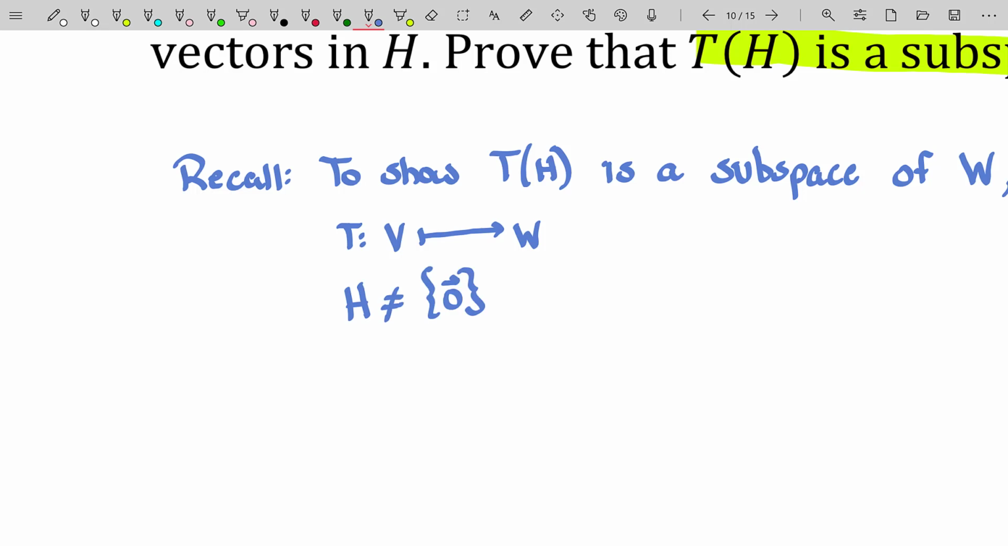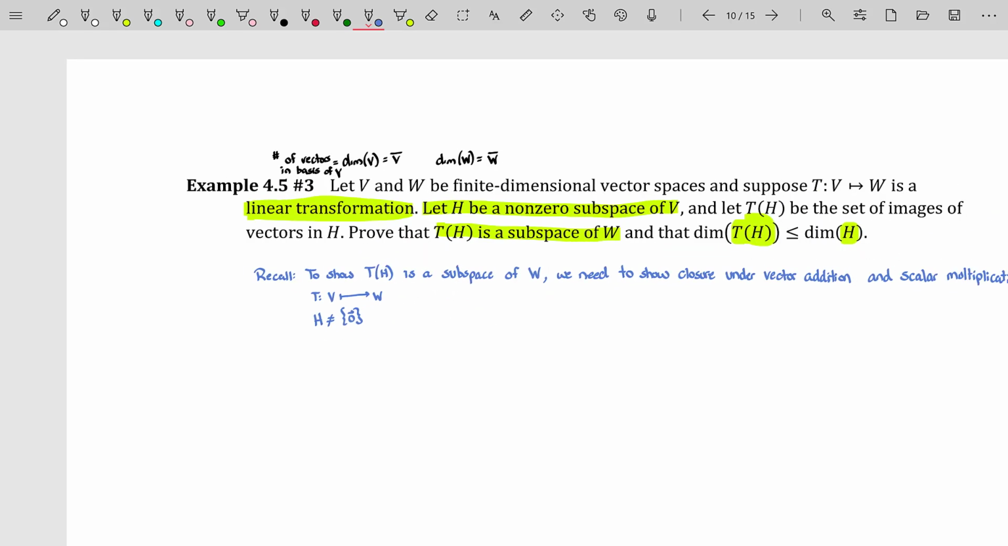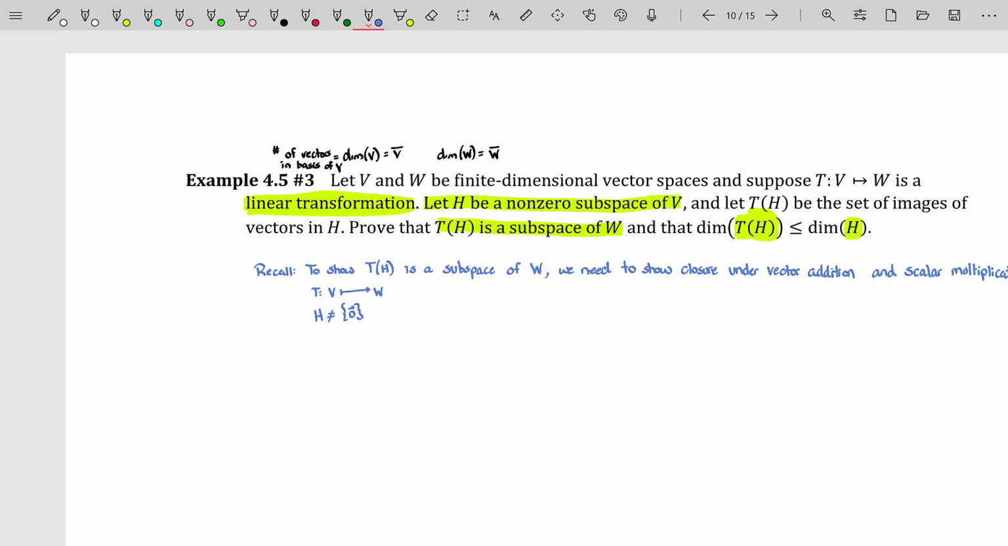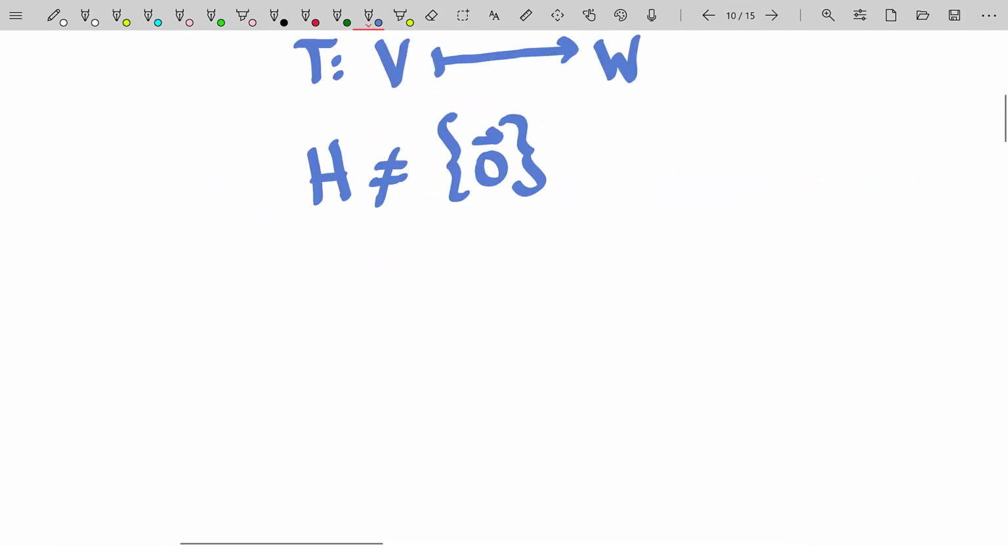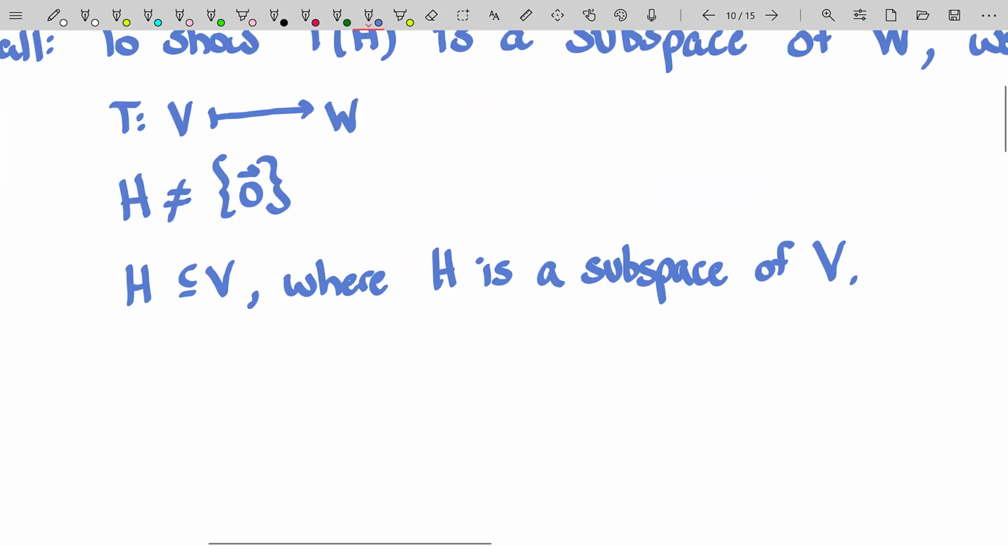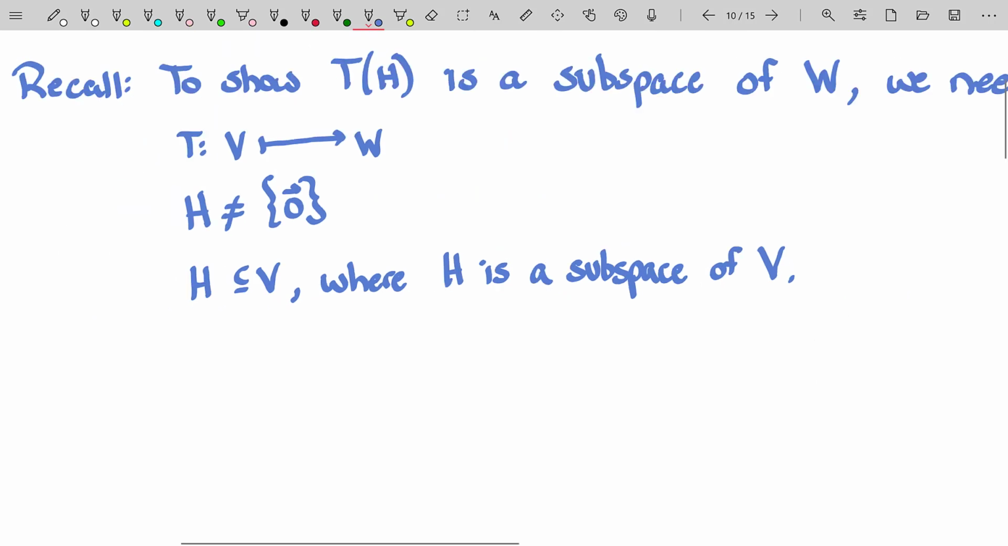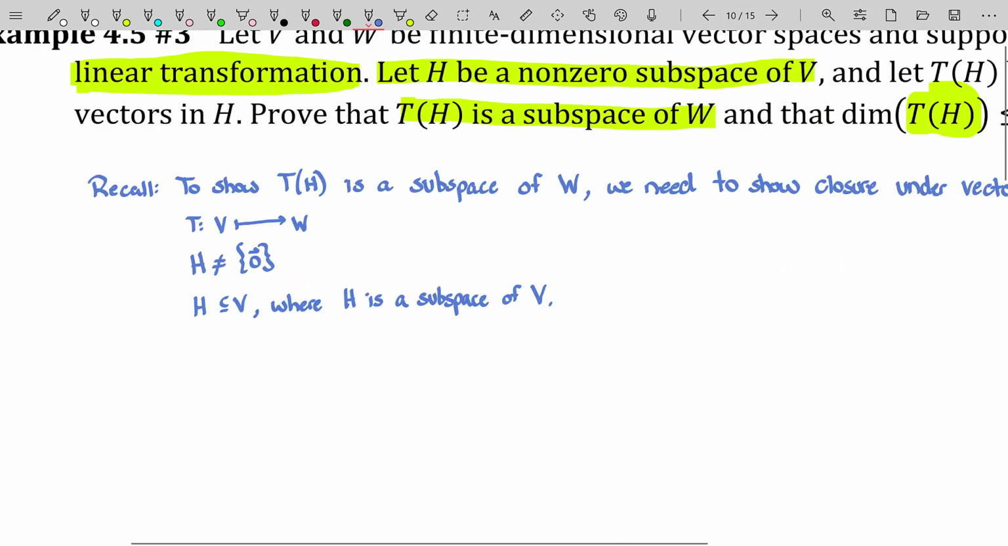That is, it has more than just the zero vector. Remember, all subspaces have the zero vector, but we're specifically stating here that H is a non-zero subspace of V. And that last part, actually, I should mention too, that H is a subset of V, and it's also a subspace of V. So let's go ahead and start with that first highlighted piece.